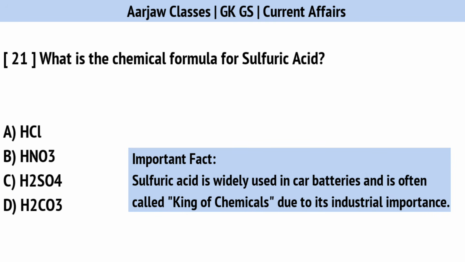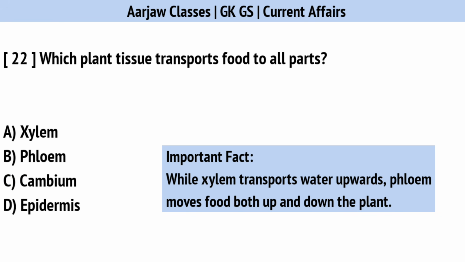What is the chemical formula for sulfuric acid? Right option is C, H2SO4. Which plant tissue transports food to all parts? Correct option is B, phloem.